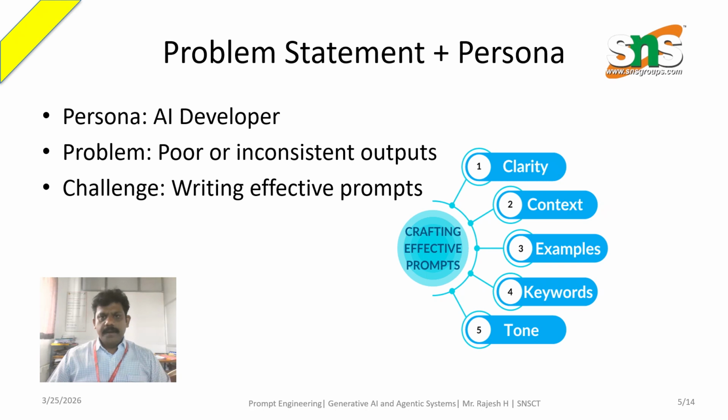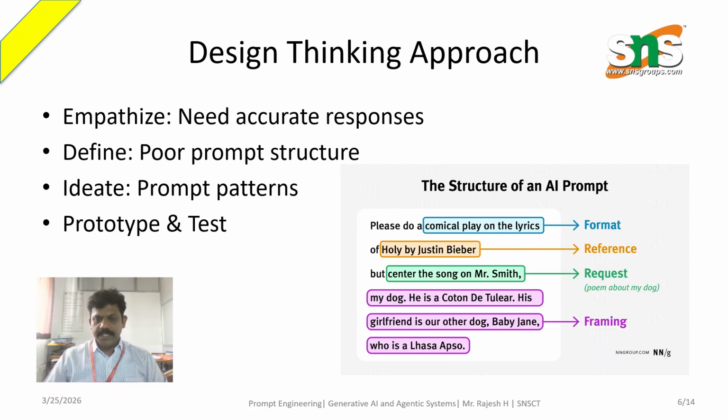So let us take the problem statement. There is an AI developer who is finding inconsistent output. Maybe the challenge the person is facing is writing effective prompts. So the crafting has to be taught or trained for creating effective prompts. The effective prompts, as you know, have clarity, context, and keywords. The tone is also highly important, with the examples touch.